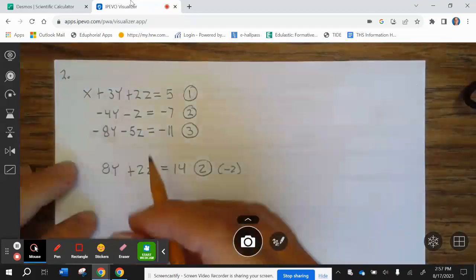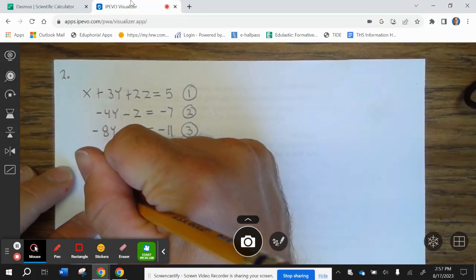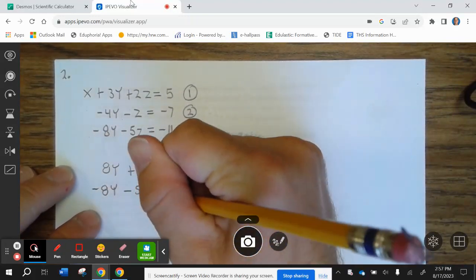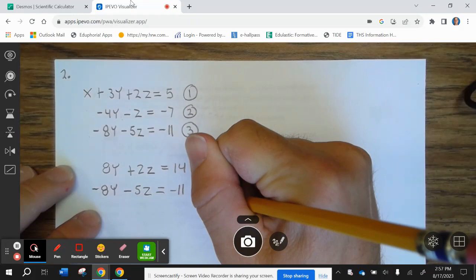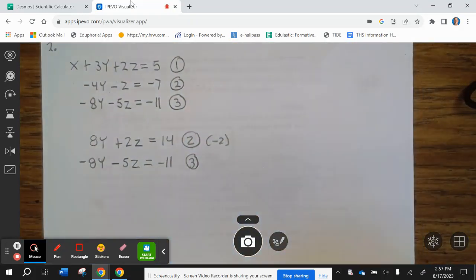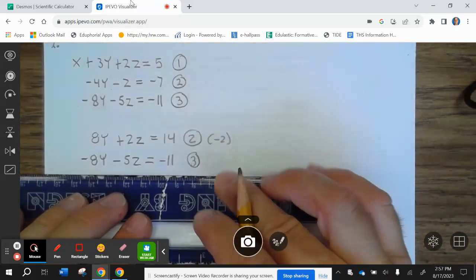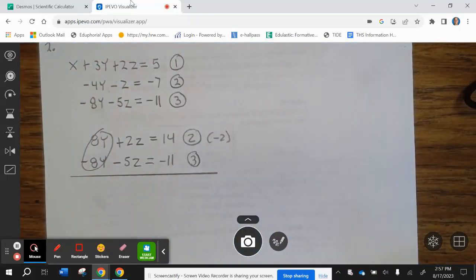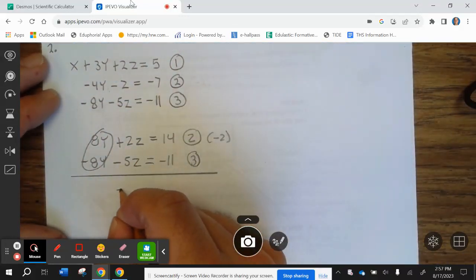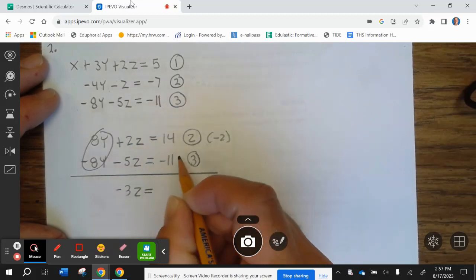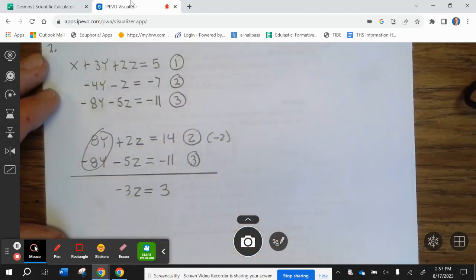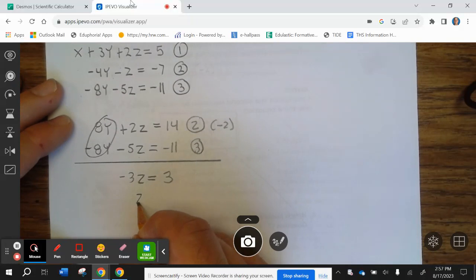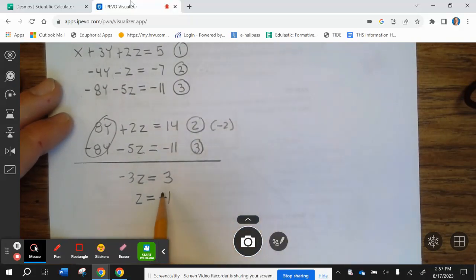And then we're just going to use equation 3, so negative 8y minus 5z equals negative 11, and that's equation 3. So now this becomes 0. 2z minus 5z is negative 3z. 14 minus 11 is 3. So z equals negative 1.